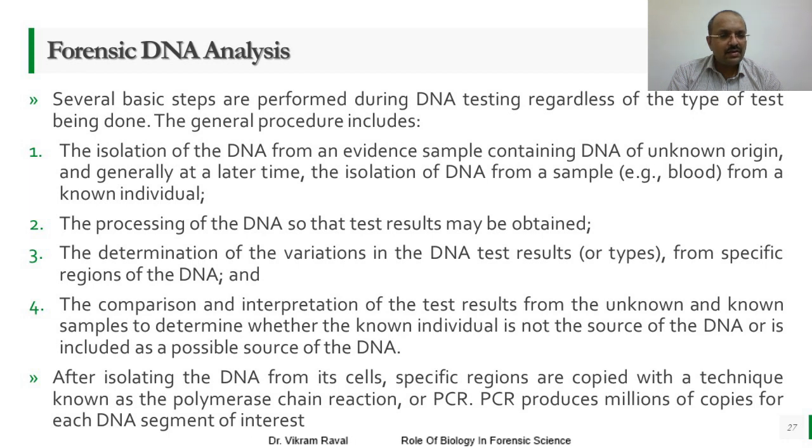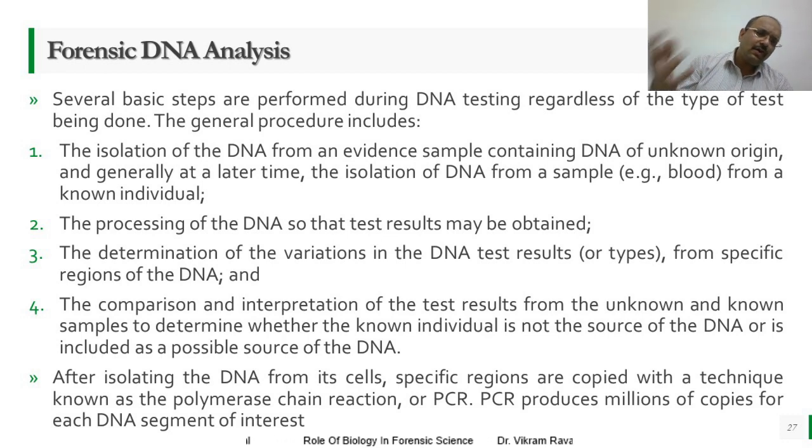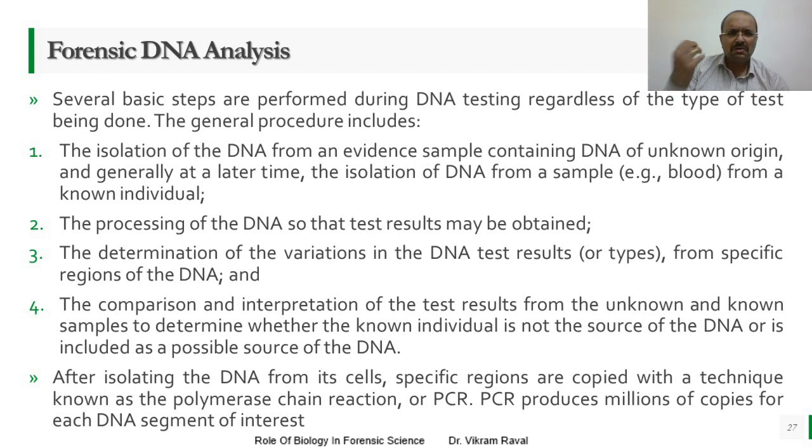to determine whether the known individual is not the source of the DNA or is included as a possible source of the DNA. Fine. So if you have isolated particular DNA from a crime scene, you have got a blood sample, a semen sample, a sweat sample, a skin sample, you have extracted DNA from there, and a person who is totally nowhere involved in that particular crime scene is also being framed into it and is one of the suspects.